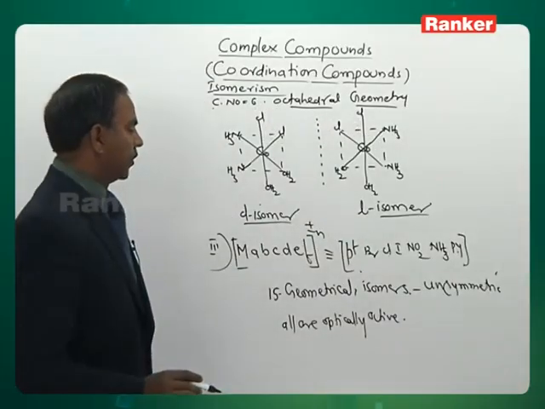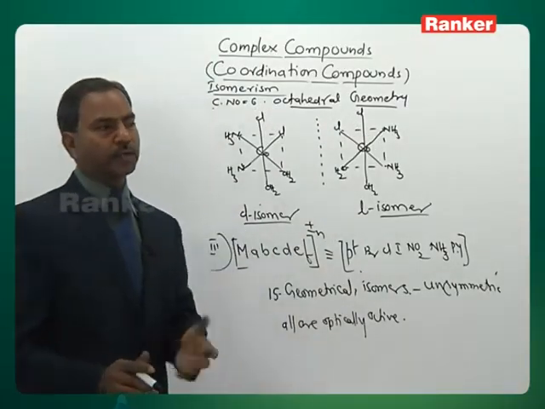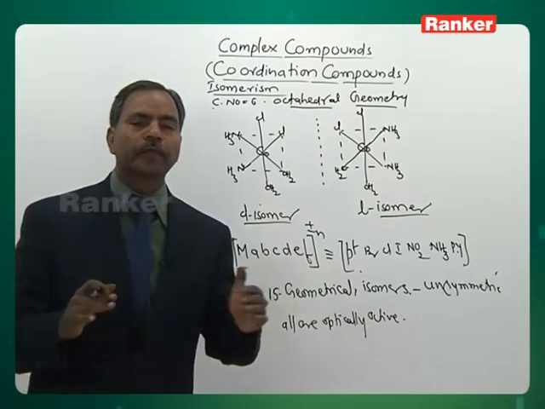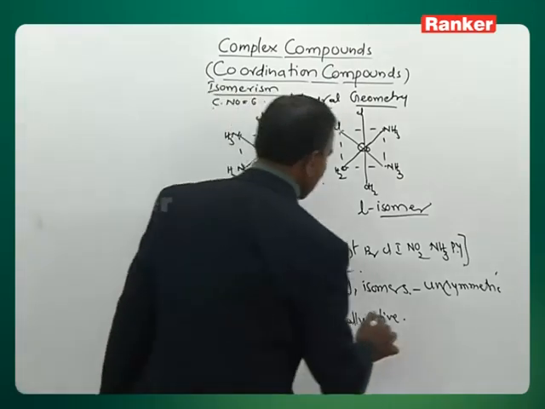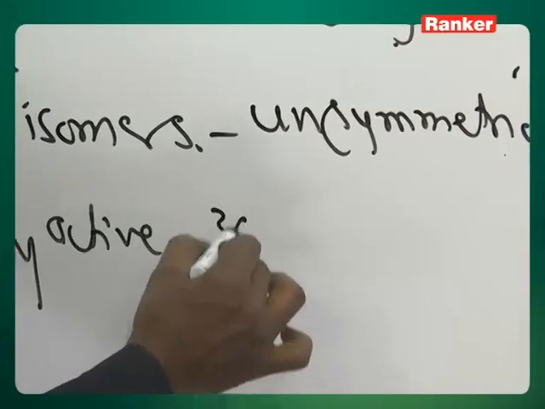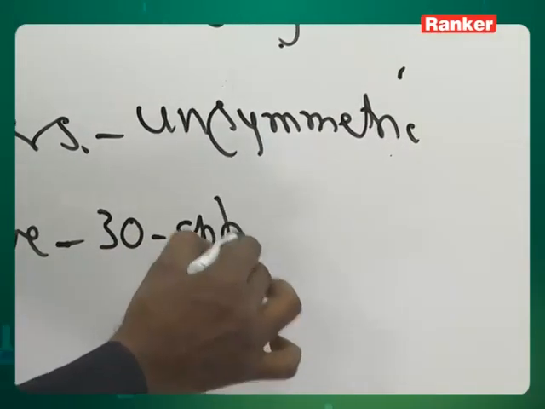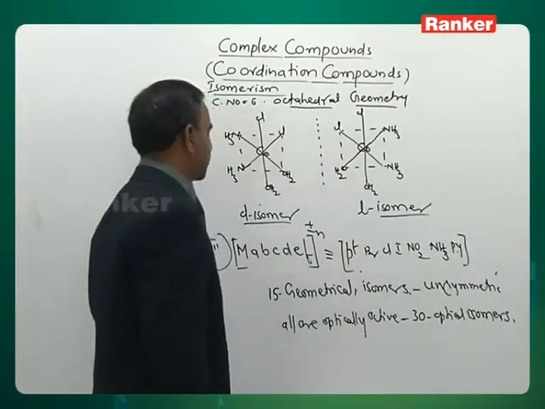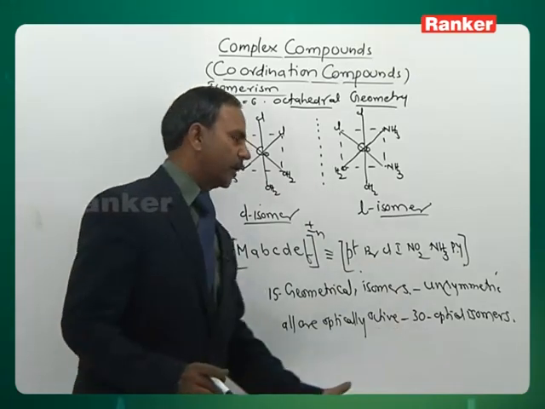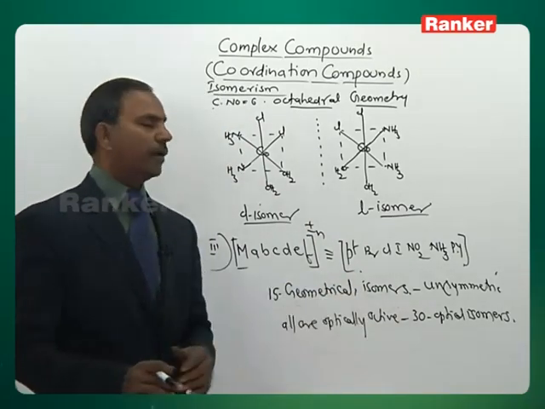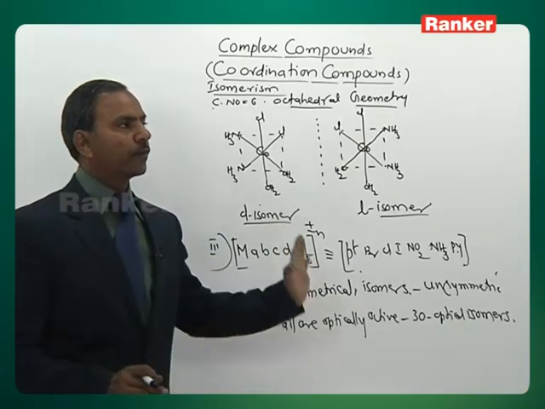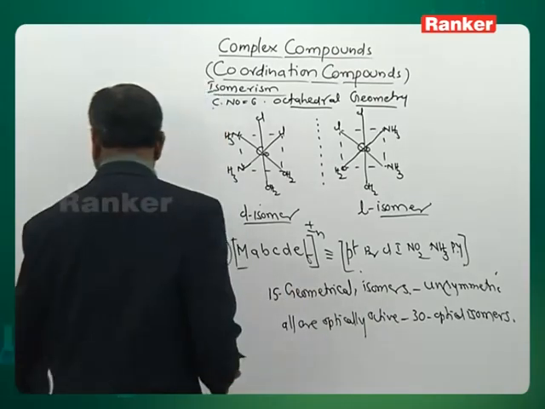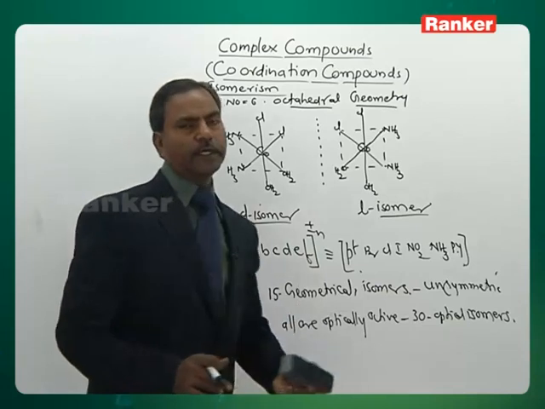Since all 15 geometrical isomers are optically active, the total number of optical isomers comes to 30: 15 are D and 15 are L. So 30 optical isomers are possible. The 15 geometrical isomers are all unsymmetric and all optically active. This is under octahedral geometry.